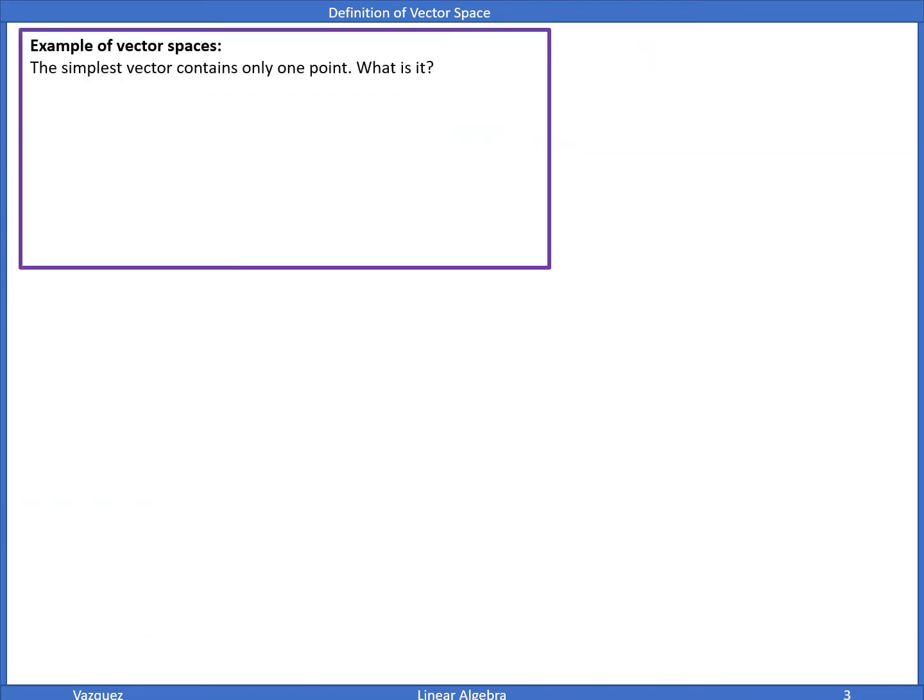Okay, moving on, we go to our examples of vector spaces. So I have a question. There is what's known as the simplest vector space, which only contains one point. Can you try to guess what it is? The vector space is the element 0. Careful, it's not the empty set. This is the 0 vector.